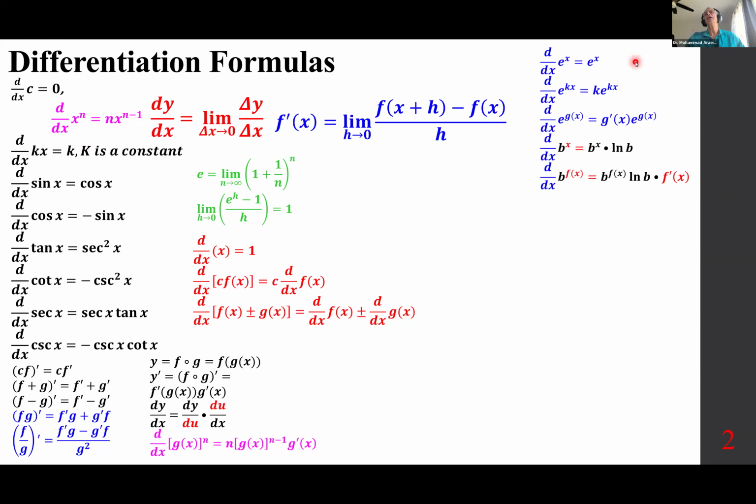The derivative of any exponential starts with itself. So e to the power of x is itself, e to the power of kx is itself times k by the chain rule, e to the power of g of x times g prime by the chain rule, b to the power of x is itself times ln b by the logarithmic properties, b to the power of f of x is itself times ln b times f prime of x.